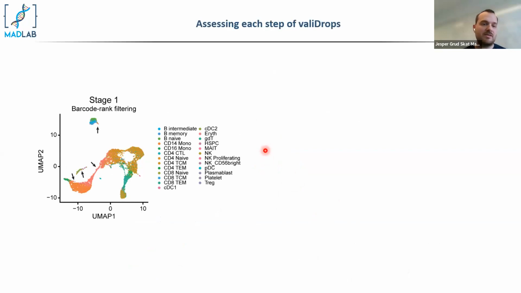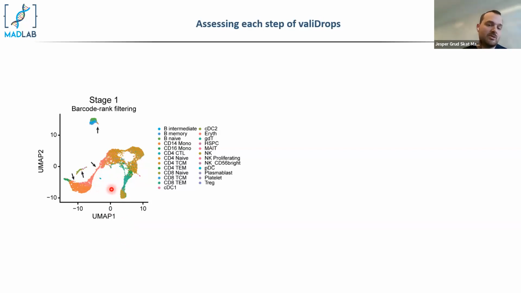So we started with comparing different stages of valiDrops. What you're seeing here is peripheral blood mononuclear cells from 10x Genomics, where we have performed stage 1 filtering. And then we have embedded it in UMAP space and transferred labels. And what we see immediately is a lot of these reddish cells, which are erythrocytes, or red blood cells, which are actually not supposed to be in the sample at all.